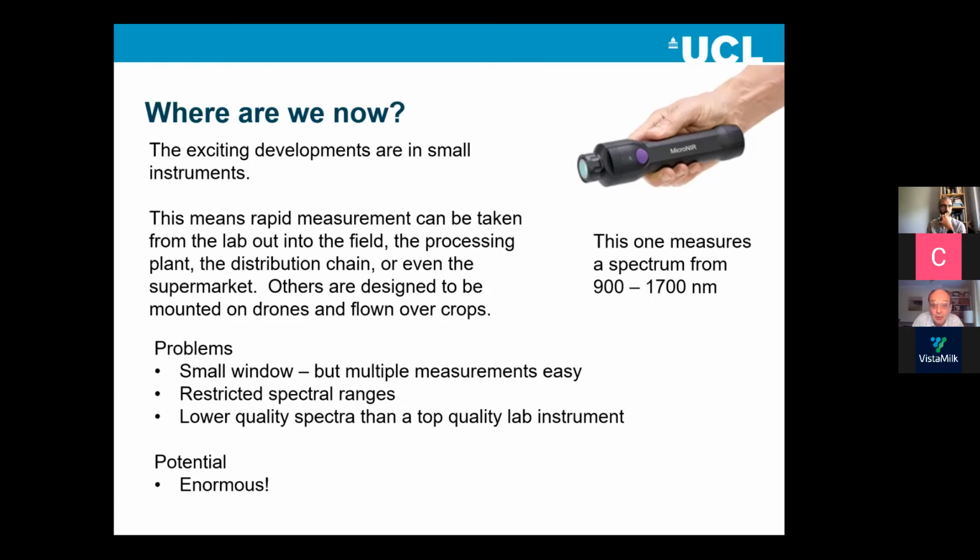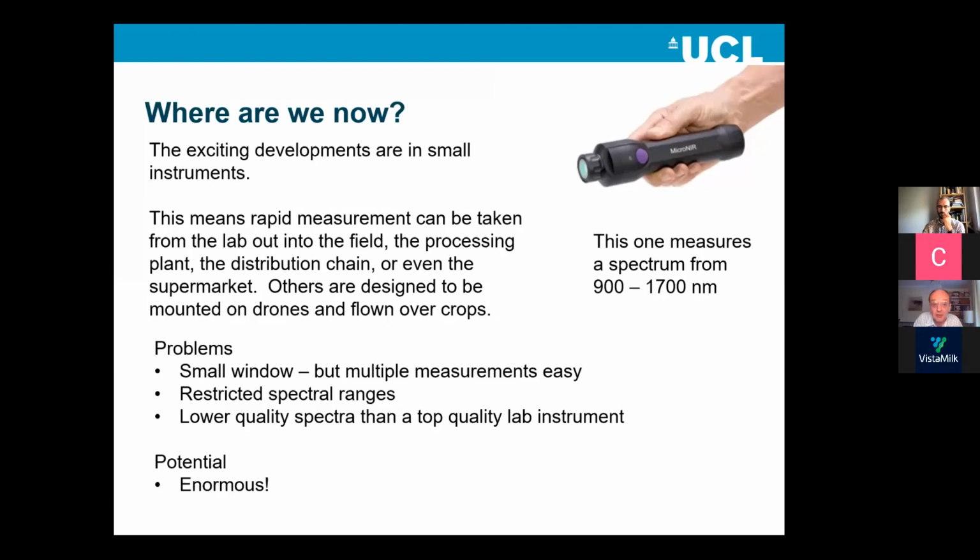The one shown up on the top right of the screen is one that I've worked with. It's a VIAVI MicroNIR. I don't have any particular axe to grind for VIAVI. It's a picture of it because I know that one works. It's a very small instrument. So think of it like a torch. Most of what you can see is the battery. The instrument's just the bulbous bit on the end. So it's very, very small. And despite that, it gives reasonable quality spectra over the range 900 to 1700 nanometers in the case of this one.